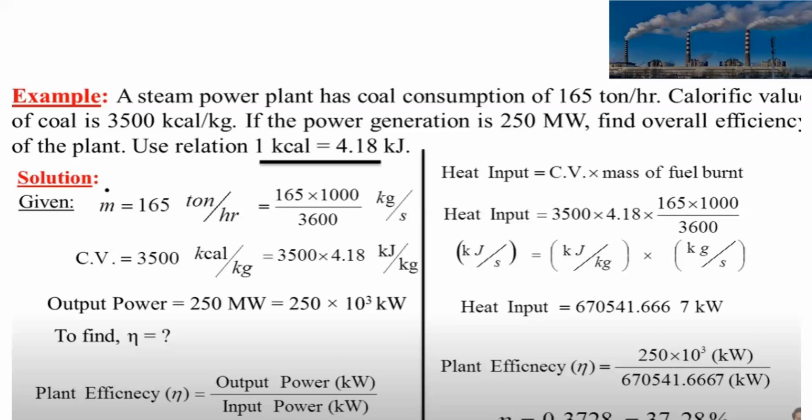Then efficiency is equal to output, which is 250 into 10 raised to 3, divided by 6,70,541.6667. So the efficiency comes out to be 37.28%. As I told, it is around 40% due to heavy loss of heat in the condenser.